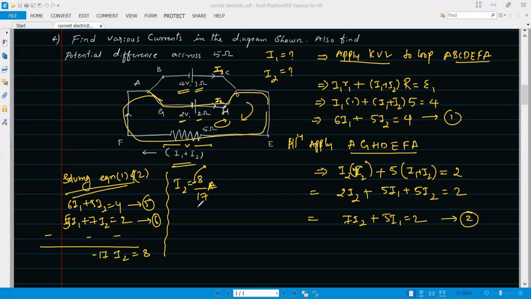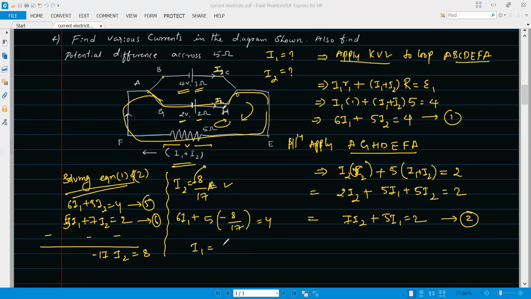So this is the current I2. If you take this value and substitute it in equation number 1, we can write equation number 1 as 6I1 minus 5 into minus 8 by 17 is equal to 4. Okay. So if you simplify this, we can get the value of I1.